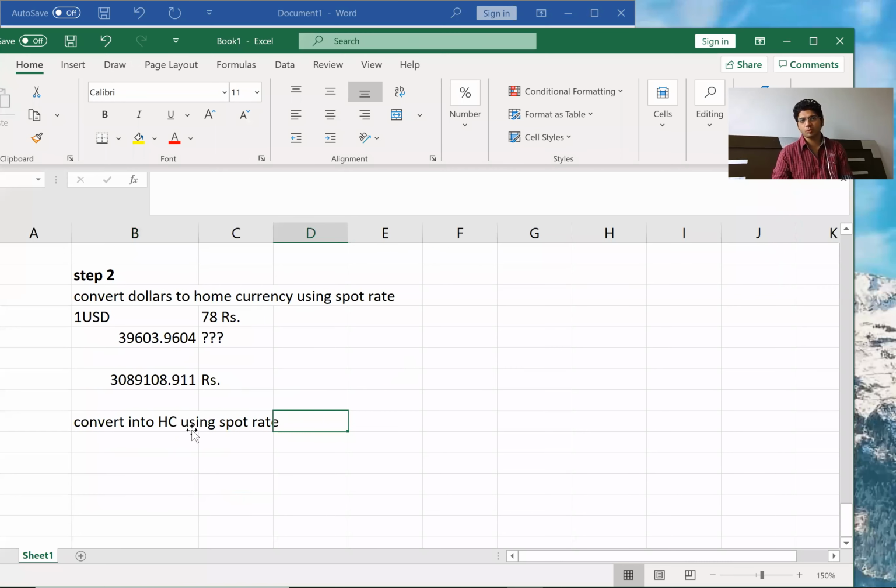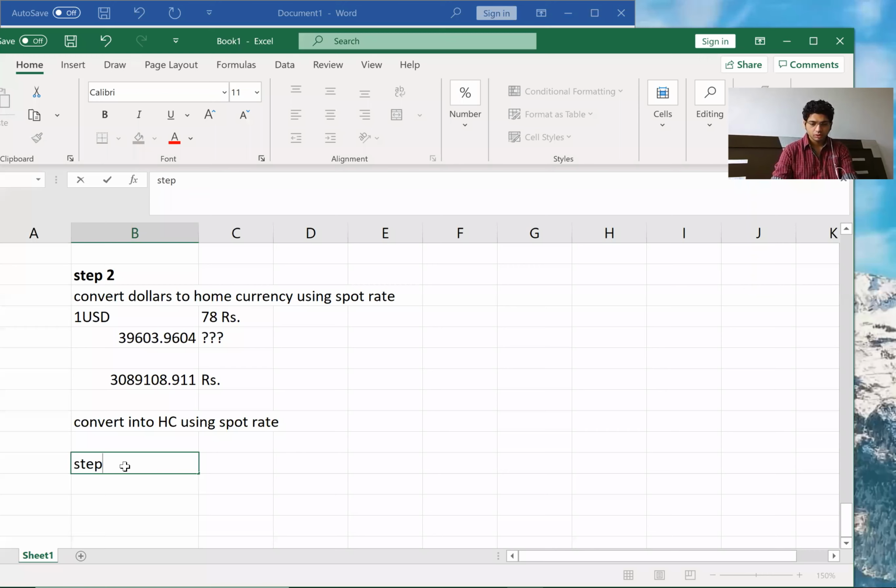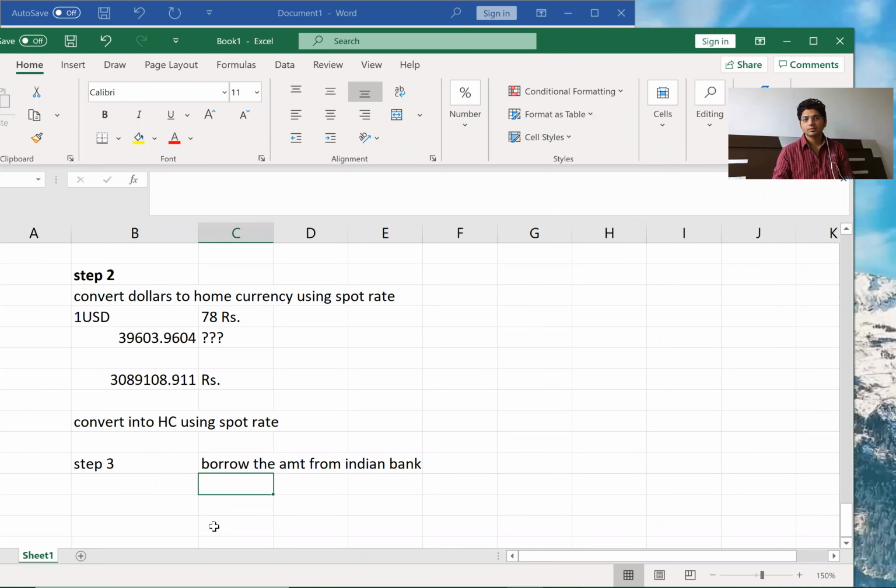But now see the problem. I don't have this many rupees right now with me. This is a huge amount, a 3 million amount. So step 3 will be what? Step 3 will be: borrow the amount from an Indian bank. Because I have to come up with this amount somehow, right? So I'll borrow the amount from the Indian bank.